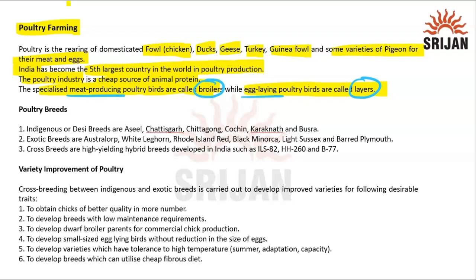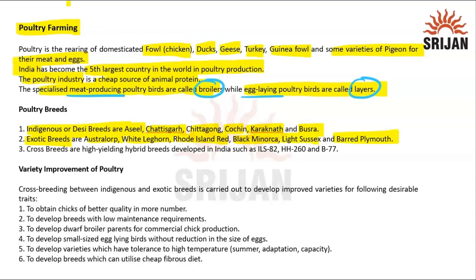If I talk about the indigenous or desi breeds that we have in India, they are Asil, Chhattisgarh, Chittagong, Cochin, Karaknath and Busra. These you will find in India. Whereas exotic breeds, which you will find in foreign lands, are Australorp, White Leghorn, Rhode Island Red, Black Minorca, Light Sussex, and Barred Plymouth.